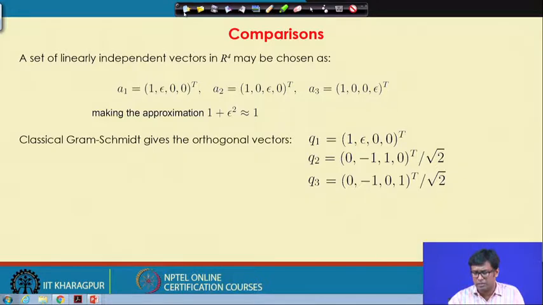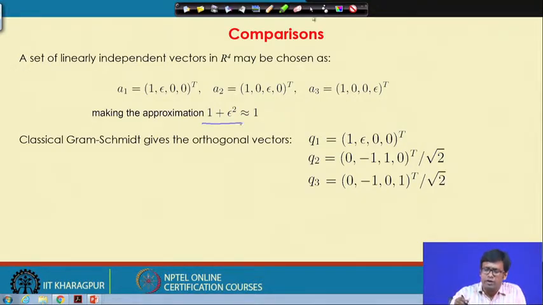Q1 is 1, epsilon, 0, 0. So, this has again a length 1, that is the approximation we are doing here. Its length is root over 1 plus epsilon square, and we are considering it to be 1. The others are 0, minus 1, 1, 0, by root 2, and 0, minus 1, 0, 1, by root 2. Okay, these are an orthogonal set of vectors, and these are obtained after doing the mimicked round off error.